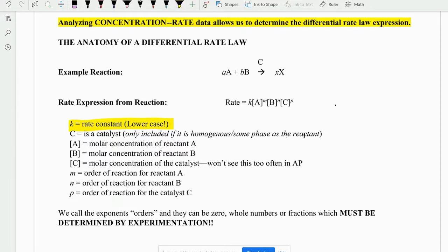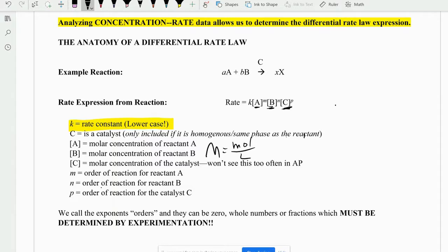Now, continuing on with the rate expression, you will see that for each reactant, which in this case is A and B, we need to know the concentration of the reactants in the rate expression, and that's why you see brackets. Brackets mean molarity, which is moles per liter. And then you're looking at what C is.